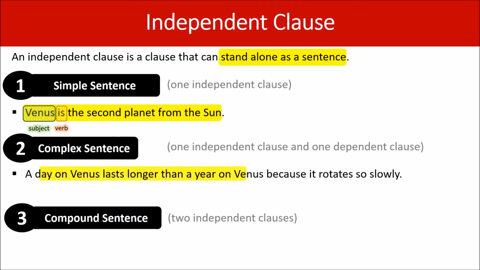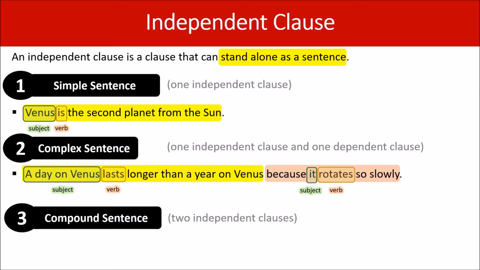There is our independent clause in yellow. A day on Venus lasts longer than a year on Venus. That could stand alone as a sentence. But then we have our dependent clause. A day on Venus is the subject of our independent clause and lasts is the verb. In our dependent clause, it is the subject and rotates is the verb. Our subordinating conjunction is the word because, and remember, it joins the dependent clause to the independent clause.